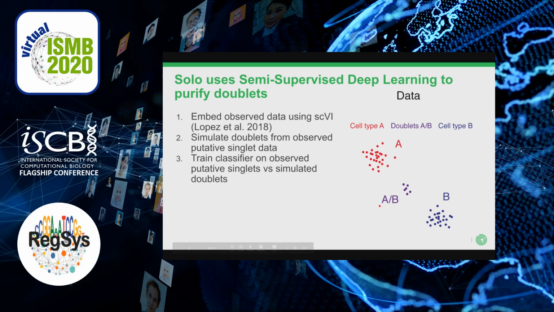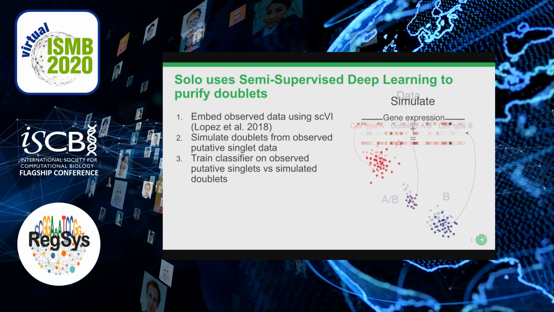And if we wish to train a classifier to identify these, we need to create some doublets. So for the purposes of Solo, we'll treat all of our observed data, which we see here, as singlets for our classifier. So the next step is to generate a positive class of doublets. The way we simulate doublets is through the simple operation of addition. We randomly sample pairs of cells, add their gene expression vectors together, and get a new gene expression vector, which we consider a simulated doublet. And this ends up being our positive class for our classifier.